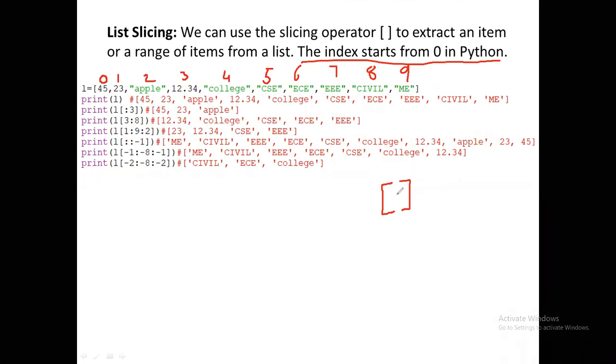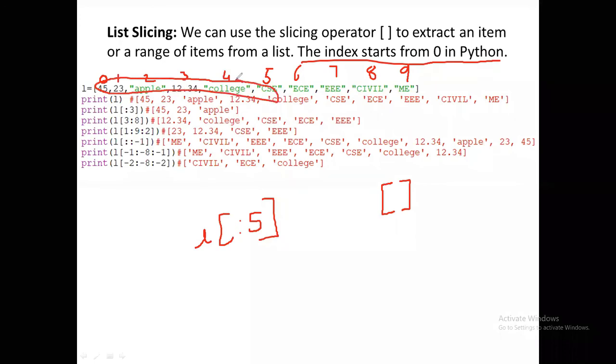So this slicing operator is used to extract an item or a range of items from a list. For example, I want to print the first 5 elements. How? Simply I use L[:5]. I specify 5 here, that means 0 to 4. So these 5 elements will be output.